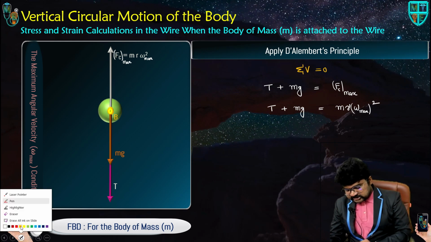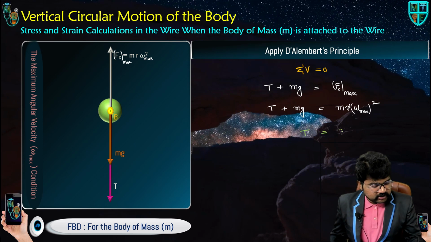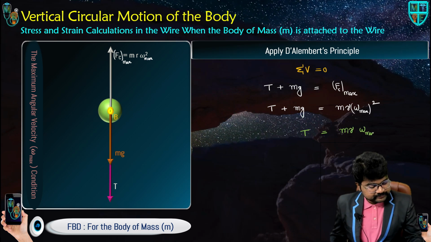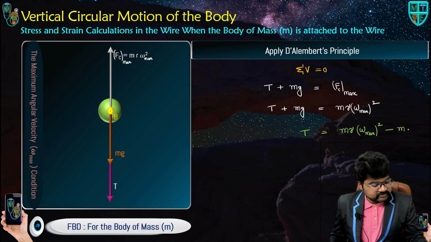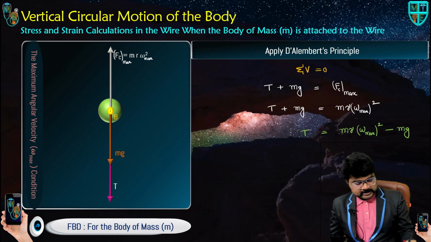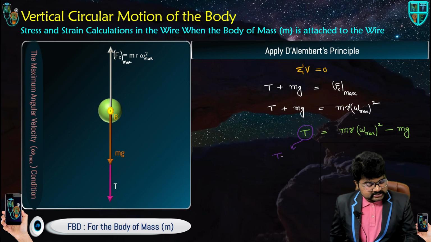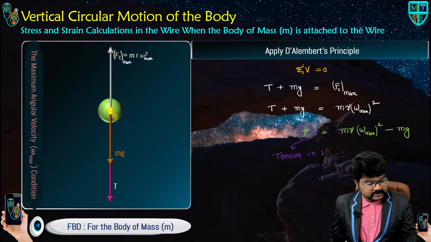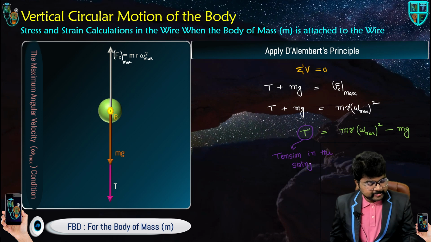So what is the tension in the string? T equals m r omega maximum square minus mg. This is the expression for the tension in the string.